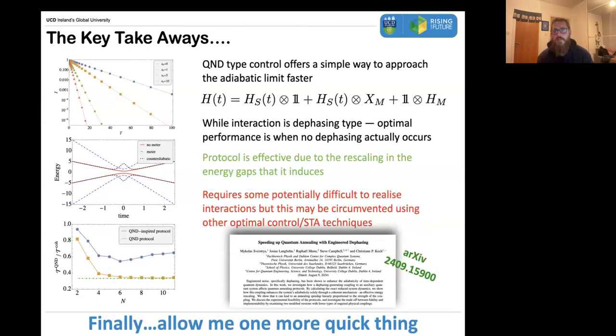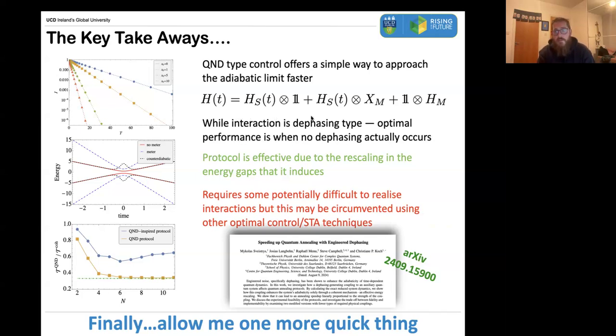I think it's been about 30 minutes at this point. So just to quickly wrap up and give the high level points. What we did here was think about, can we use a simple, well-established technique, this quantum non-demolition type measurement, to achieve effective adiabatic dynamics on faster timescales.